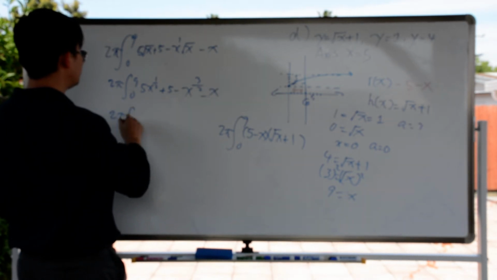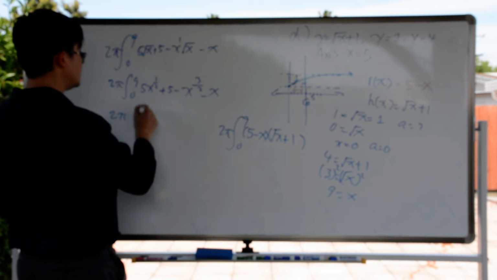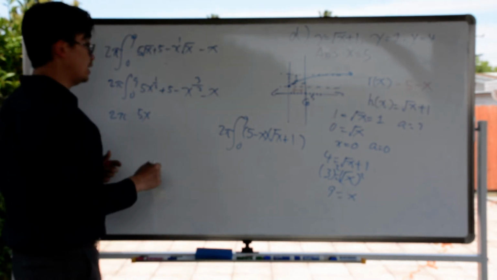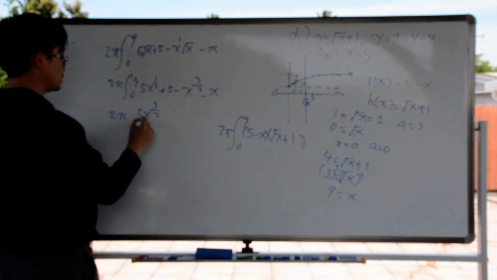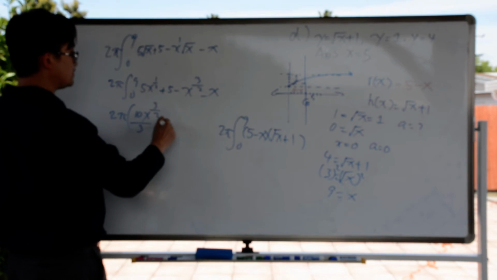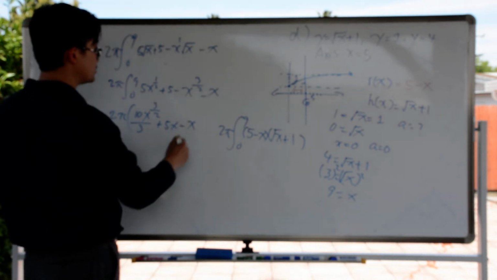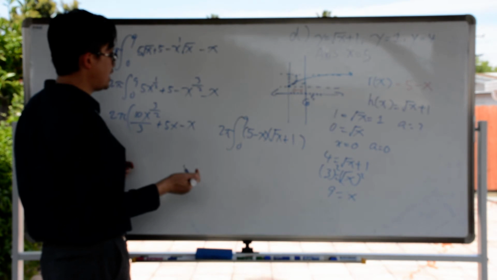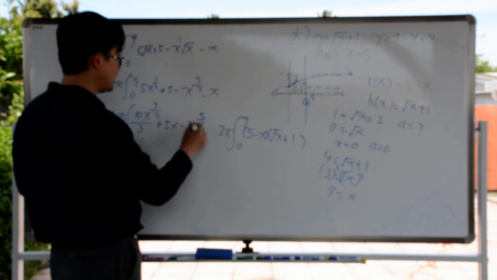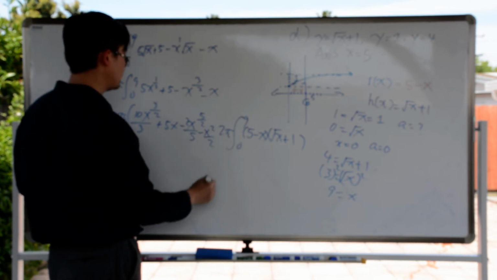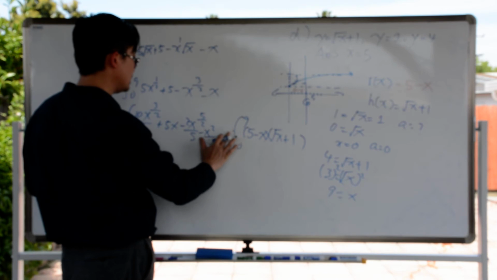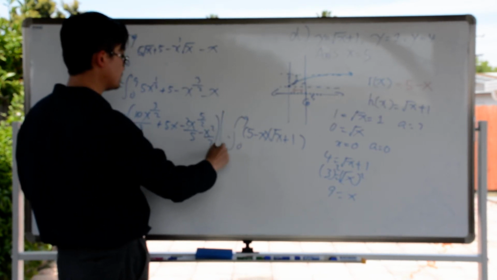So 2 pi integral from 0 to 9, well, this one you can integrate it. So 5x to the power of, we have 1 here, so we get 3 half divided by 3 half, so multiply by 2 third, which is 10 over 3. And then minus x to the power of 1, so we get 5 half divided by 5 half, so multiply by 2 fifth, and then minus x squared over 2. Okay, so this one is bounded from 0 to 9.